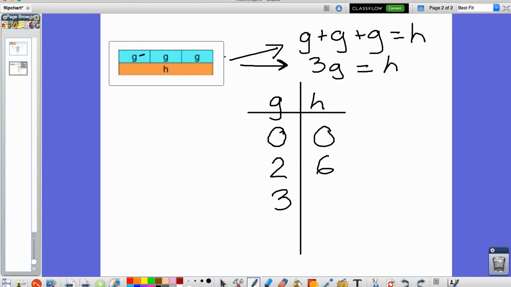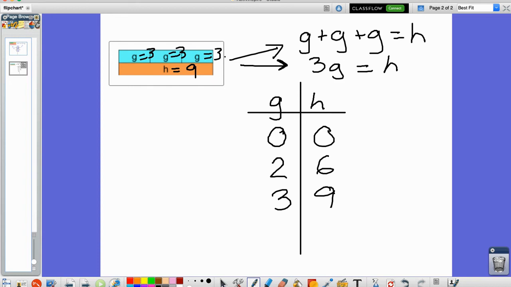When g is 3, h has to be 3 plus 3 plus 3 equals 9. Okay? When g is 3, h is equal to 9.